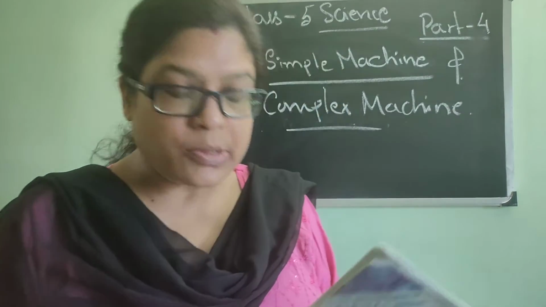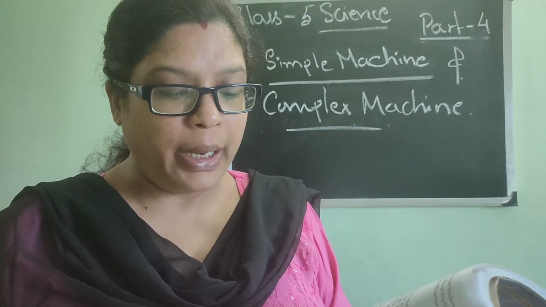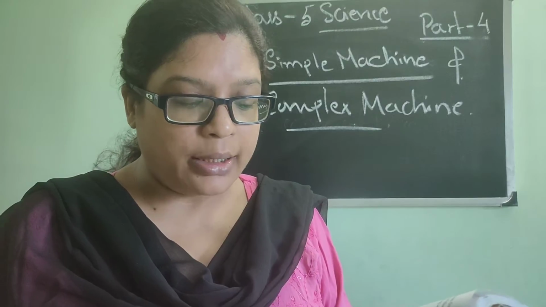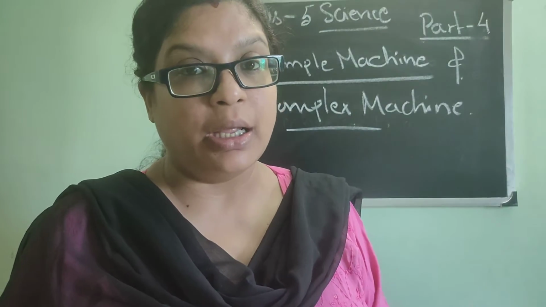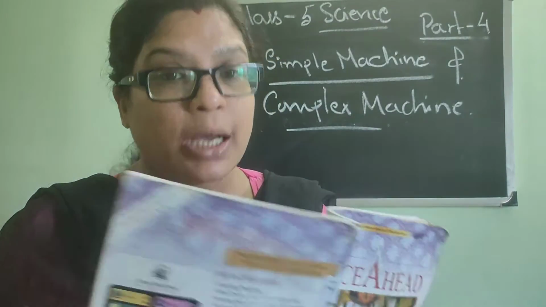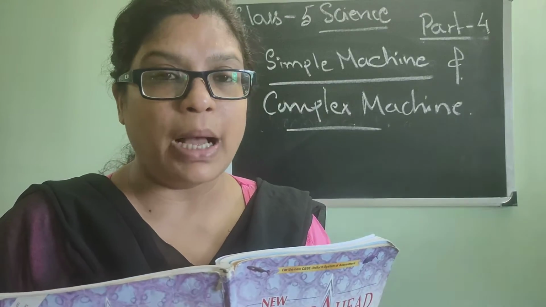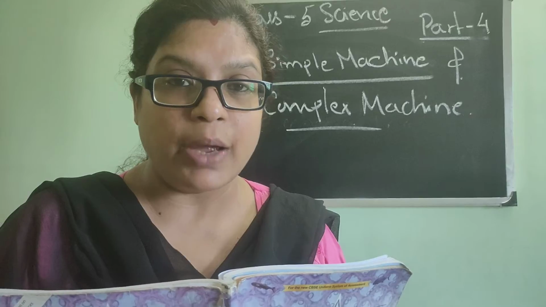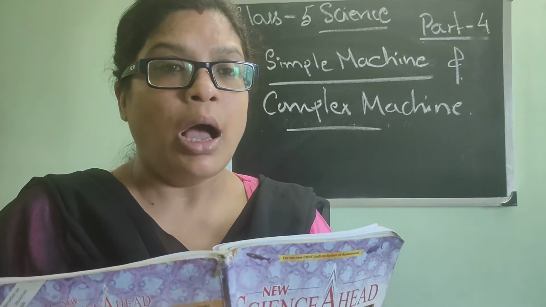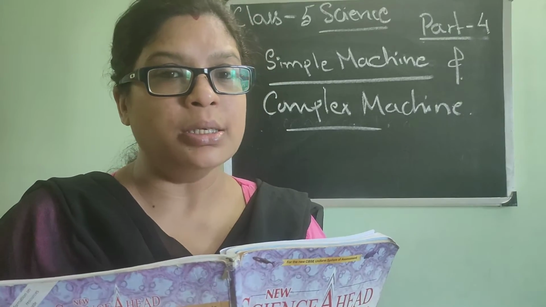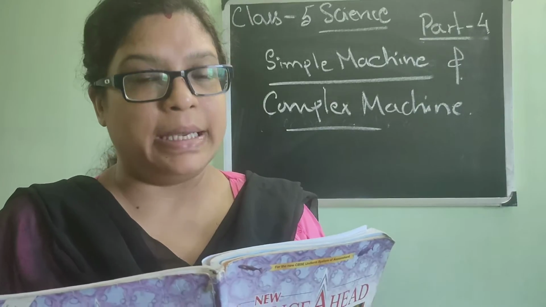Please go to page 81. A sewing machine and a washing machine are made of many parts. They are thus called complex machines. Now complex means complicated. Complicated means maybe there are different parts, maybe there are different things we have to understand. So the bigger a machine is, the more complex it is.